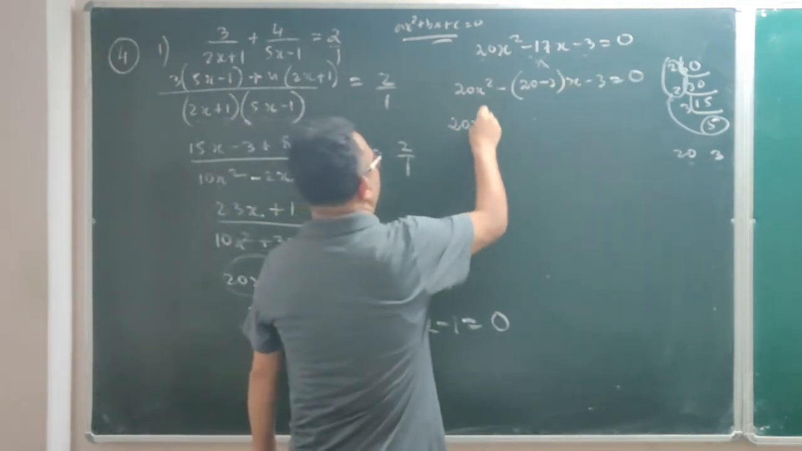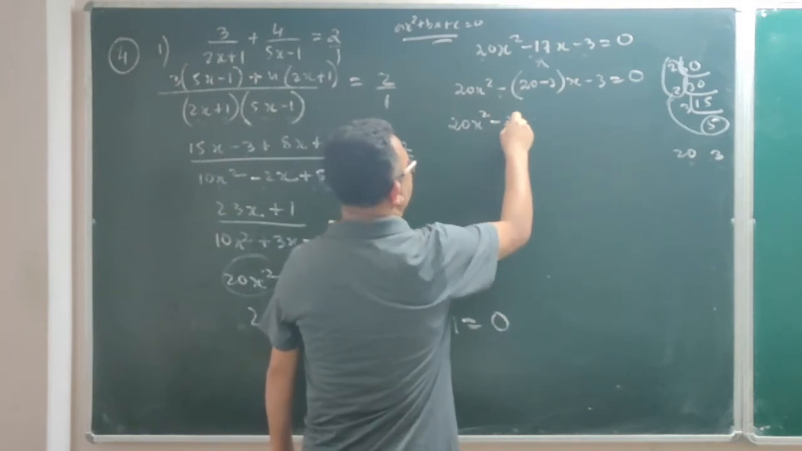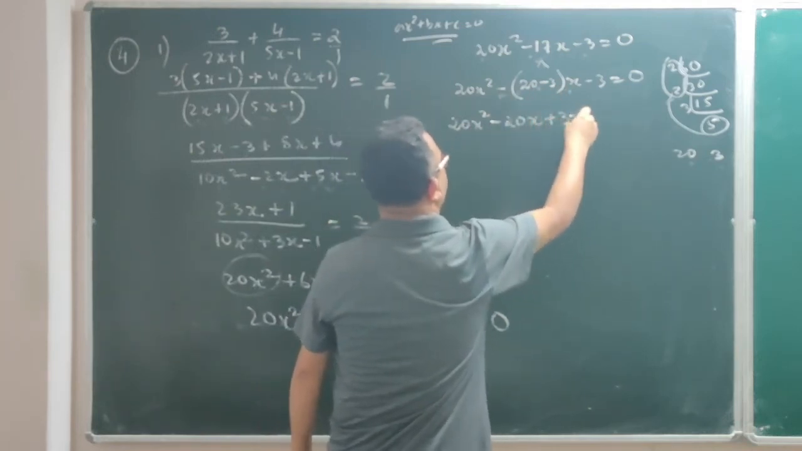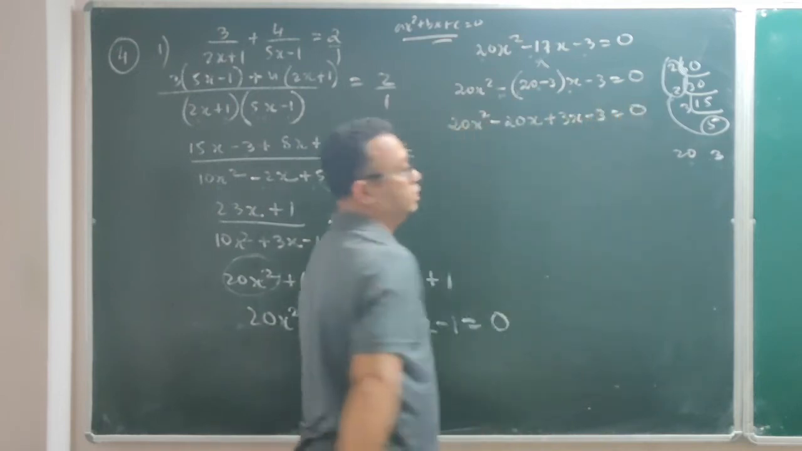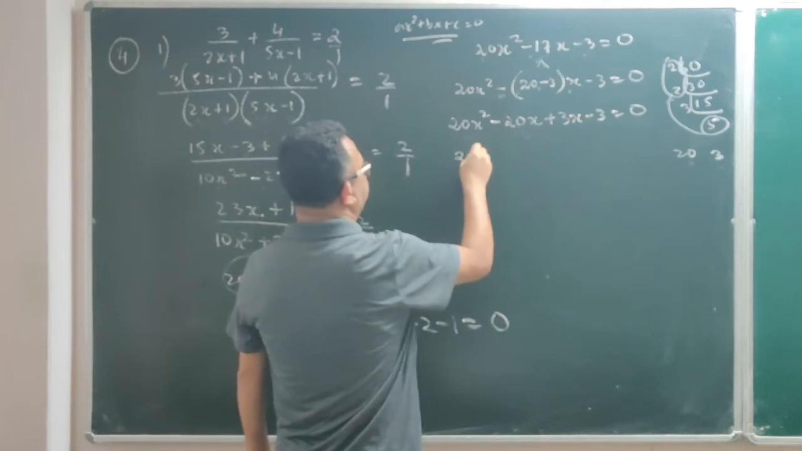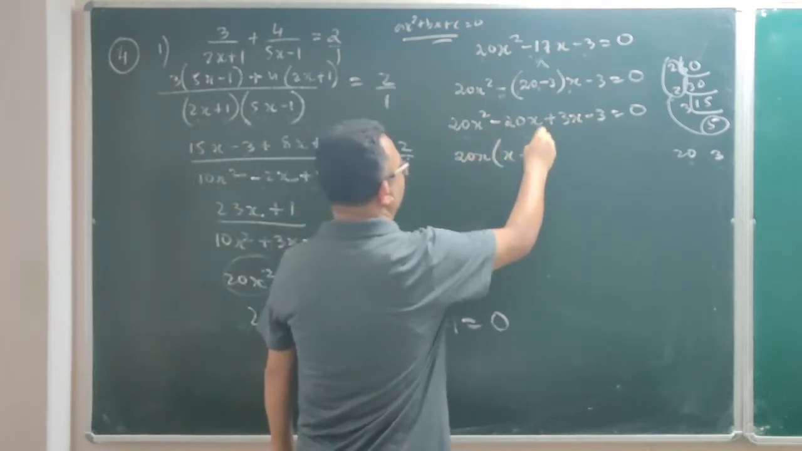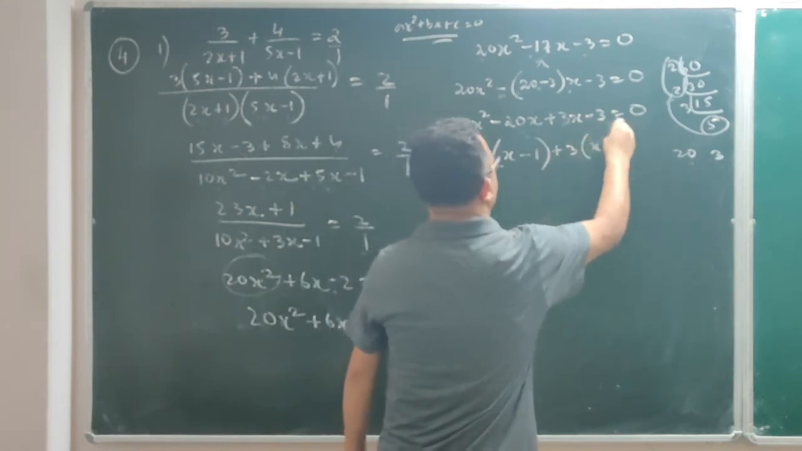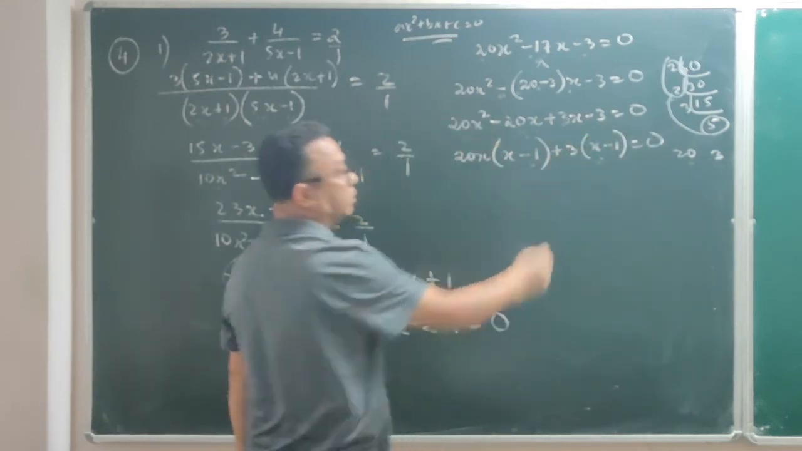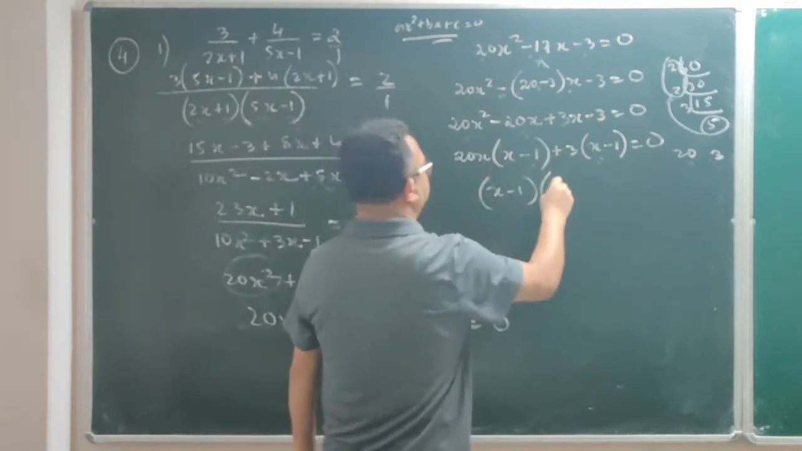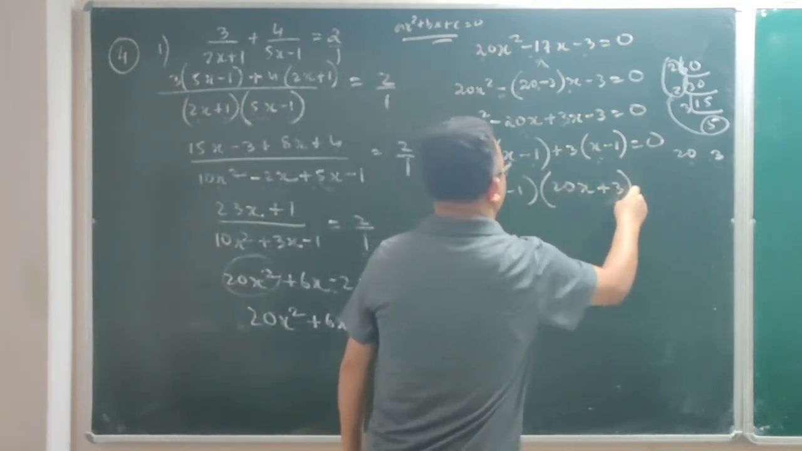Then this is 20x square. Now minus into plus is minus 20x, and minus into minus is plus 3x, minus 3 equal to 0. Now take out common between these two. 20x is common, so it will be x minus 1. Between these two, 3 is common, that also is x minus 1. Now you can see both the brackets are the same. That is what we want. x minus 1 in one bracket, in the other bracket will be 20x plus 3 equal to 0.